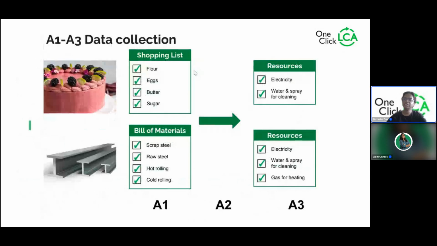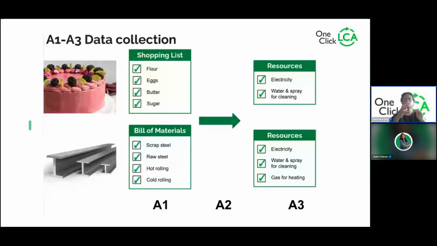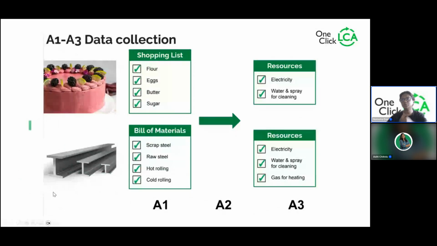All right. A very simple analogy of what an EPD is is how you get the ingredients to bake a cake. If you have a cake, you need ingredients. That is your materials, like for example the raw material extraction, A1. In a cake, it would be flour, eggs, butter, sugar. Second, each of these ingredients also has a calorific value.